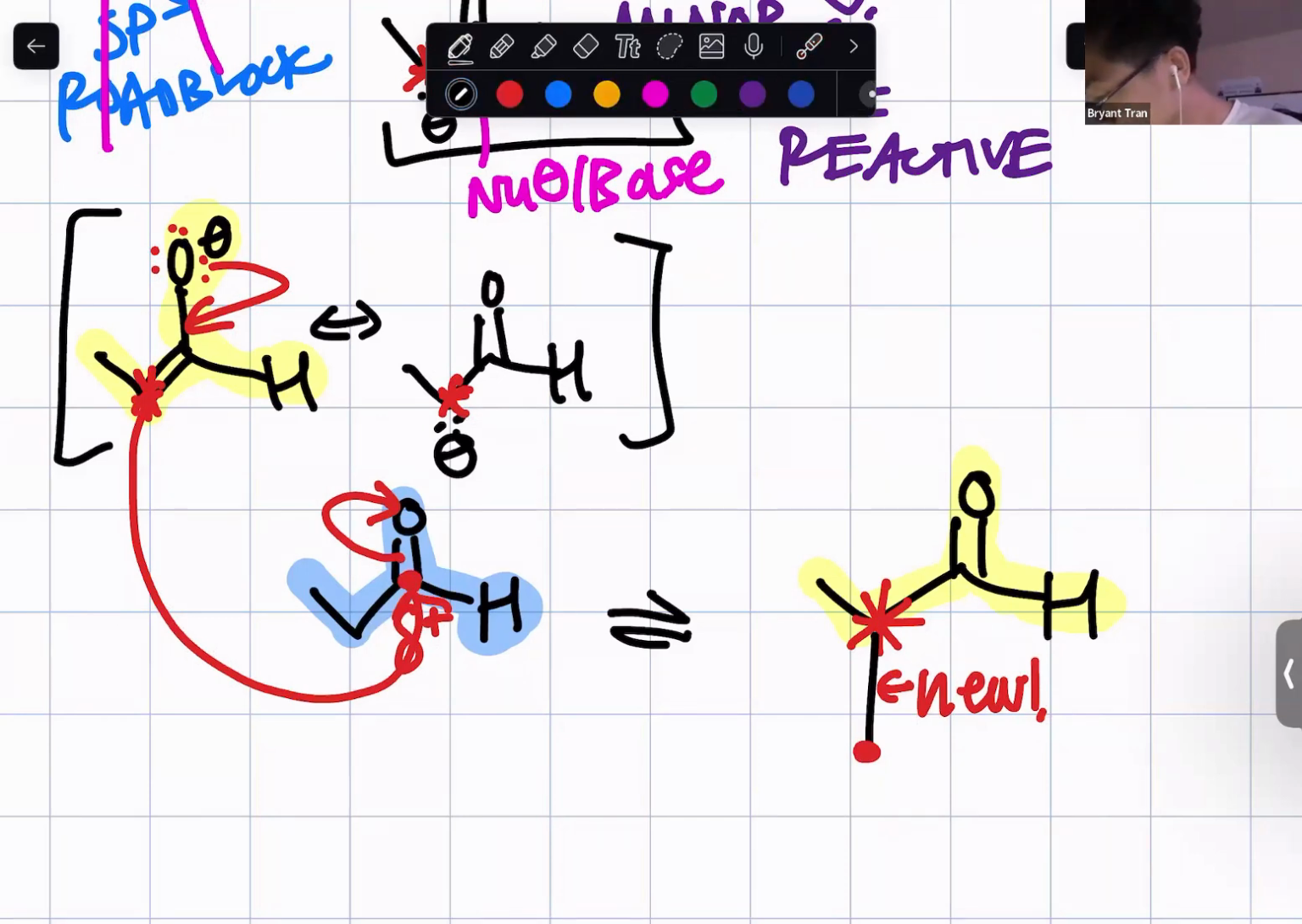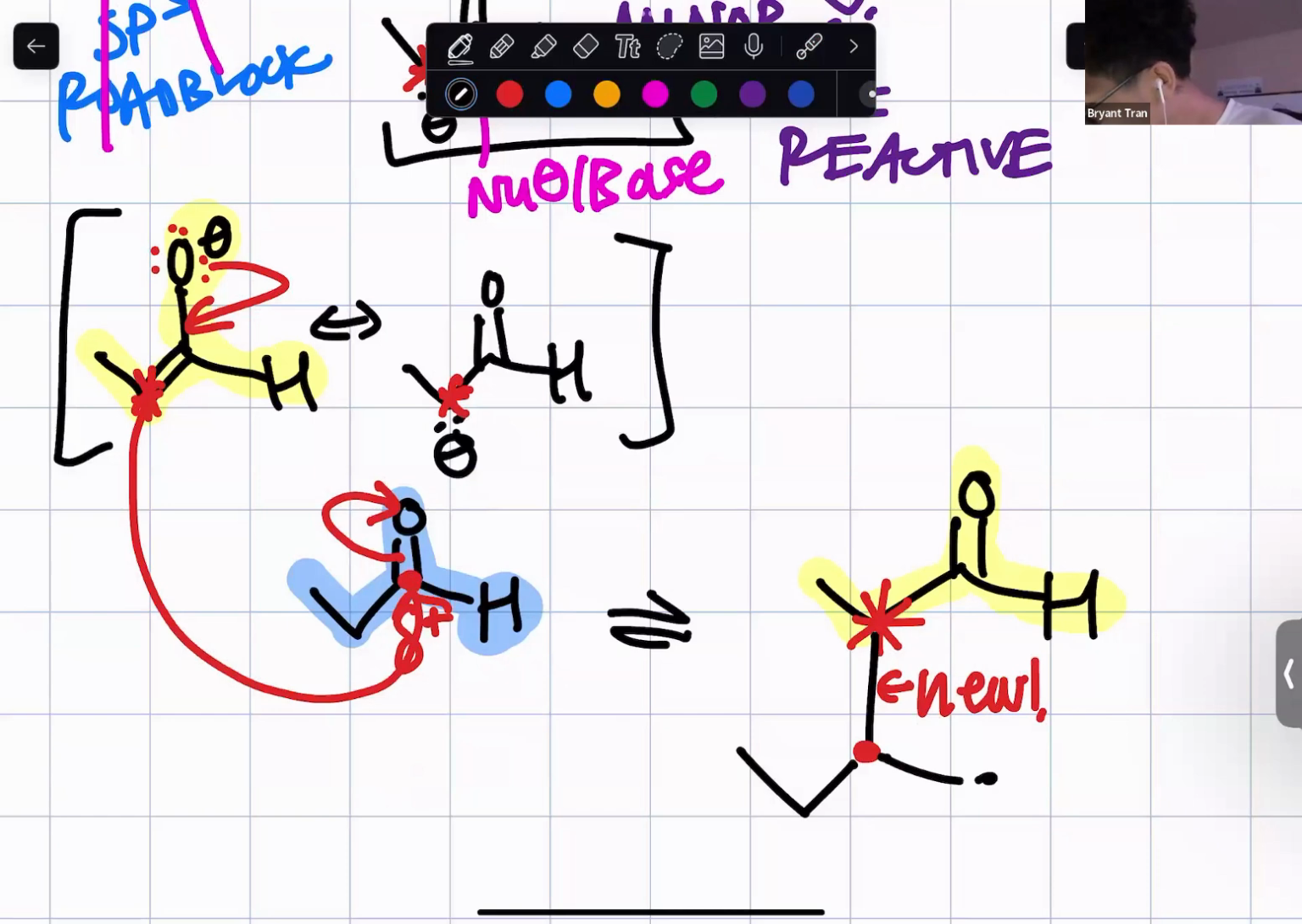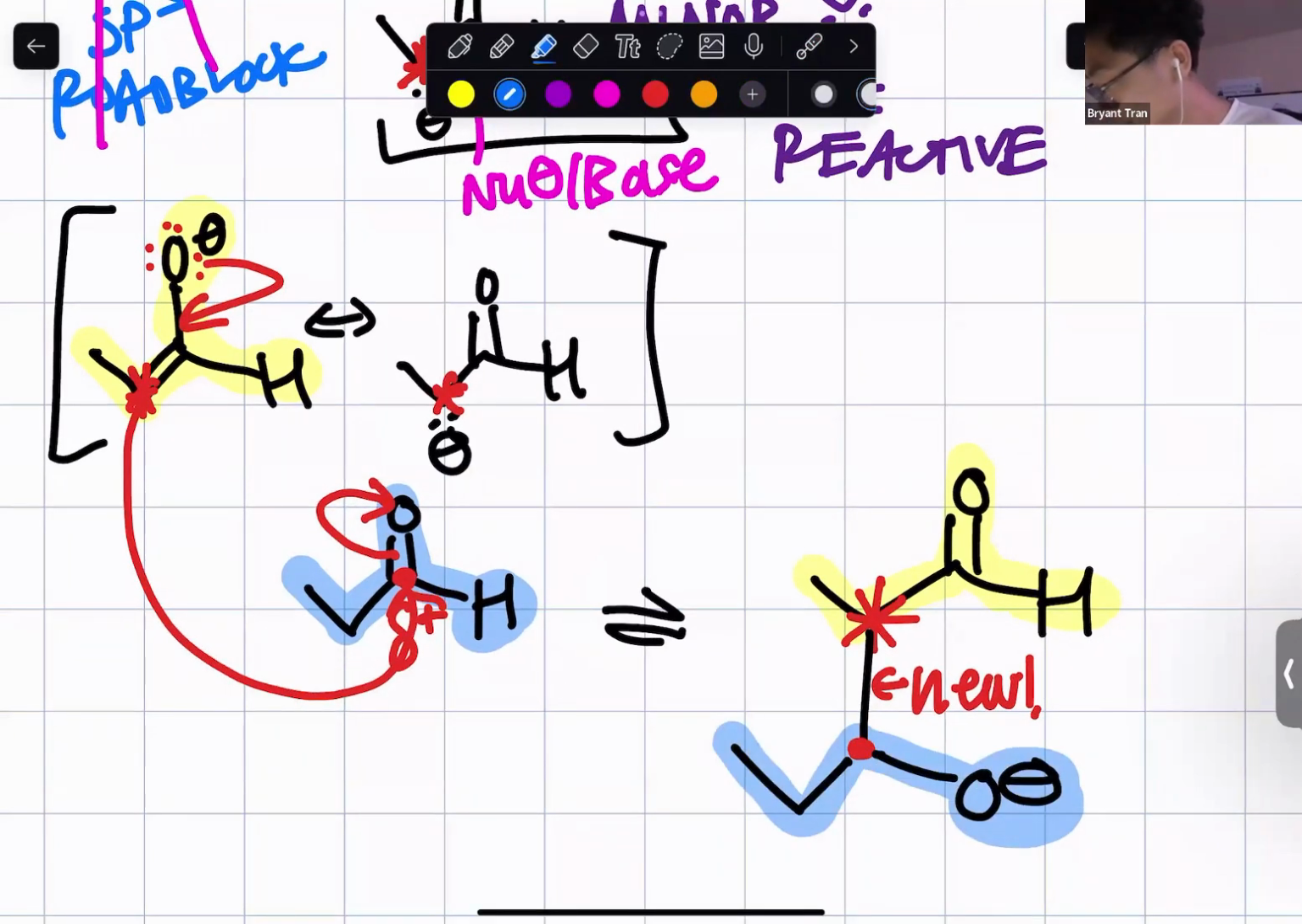The dot is attached to an ethyl group, 1, 2, a hydrogen, but I'm going to leave that as invisible. And it was double bonded to an oxygen, but it's now single bonded to an O minus. So that's the blue molecule right there with the invisible hydrogen that I didn't draw out. And this red arrow right here where the star attacked the dot is this new bond right there between the star and dot.